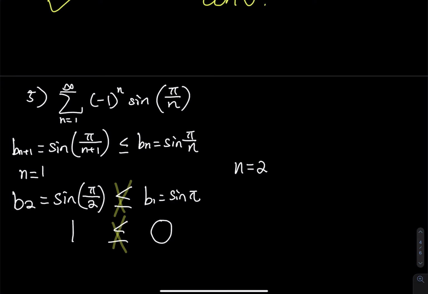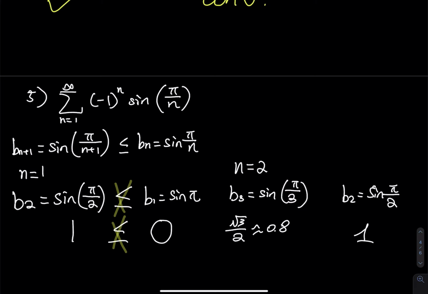So when n is equal to 2, we have b2 plus 1, and then this will be sine of pi divided by 2 plus 1, which is 3, versus b2, which is sine of pi divided by 2. So sine pi divided by 2 is 1, right? The y value is equal to 1, so sine of pi over 3 is root 3 over 2, which is approximately equal to 0.86. Now we just showed that B2 is greater than or equal to B3. Then number 1 is satisfied. Right here, number 1 is satisfied.